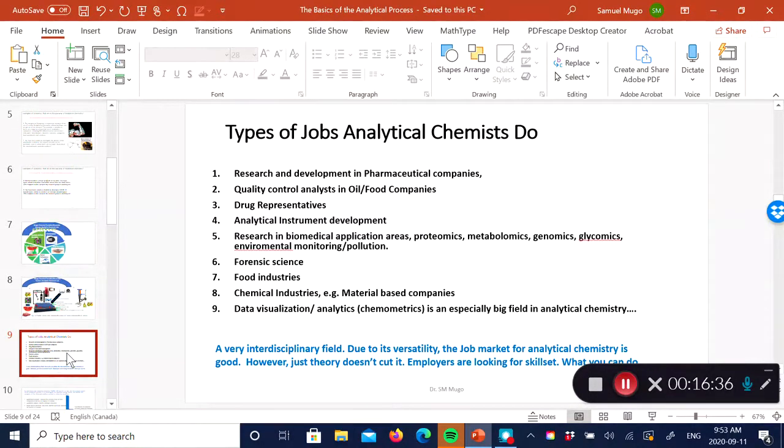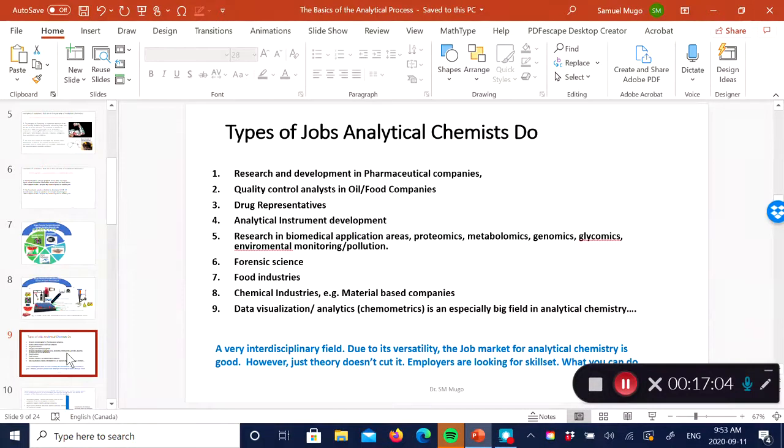For example, you can go and fit in the research and development in pharmaceutical companies. And we've had students do that for their co-ops in the Chem 497. You can also go and do quality control analysis for oil companies or even food companies, or even in environmental analytics. And again, we've had students do that in the city.